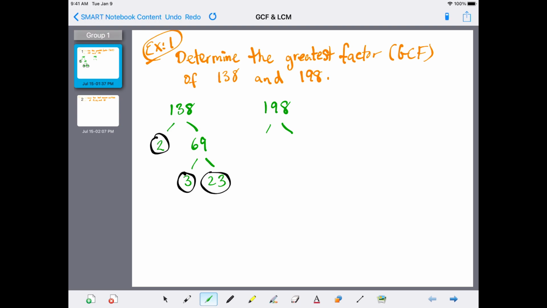For 198, we have 2 times 99. And 3 times 33 gives us 99. And 33 breaks up into 3 times 11. These will be a lot easier if you know your multiplication facts and some divisibility rules.